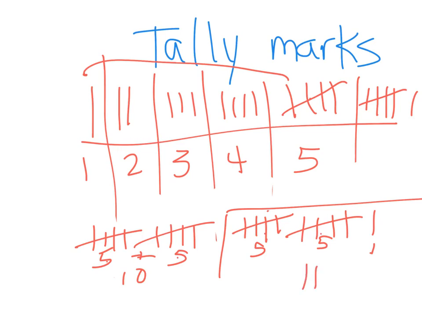Okay, so tally marks. Every time you put on a slash, it's worth 1. And then when you get to the 4th tally mark in a row, you have to cross, which then becomes 5.